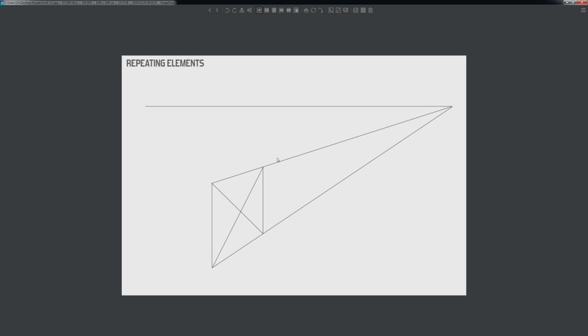We're going to draw our X. That gives us a center point. With that center point, we're going to go back to the vanishing point, which goes exactly through the middle of this square. Now we're going to take one of these corners and intersect it through the middle point.